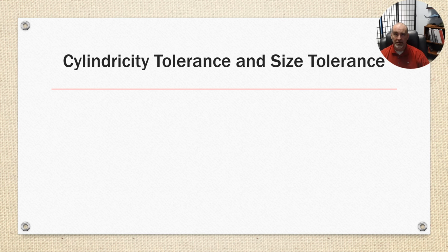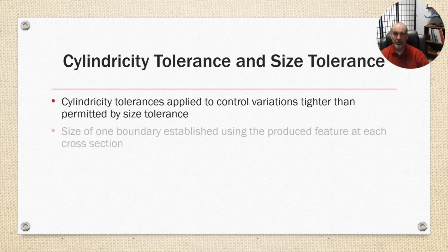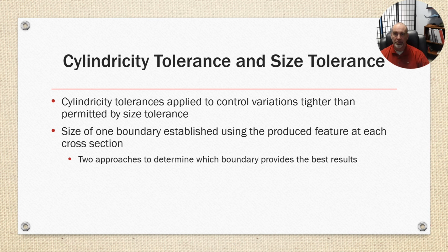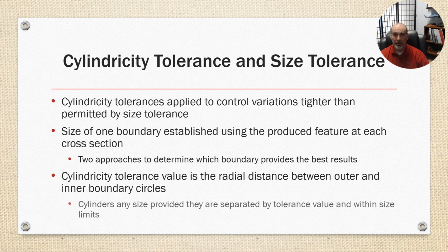Cylindricity tolerance and size tolerance. Cylindricity tolerances are applied to control variations tighter than permitted by the size tolerance. The size of one boundary is established using the produced feature at each cross-section. There are two approaches to determining which boundary provides the best result. The cylindricity tolerance value is the radial distance between the outer and inner boundary circles and cylinders of any size, provided they are separated by the tolerance value and within size limits.